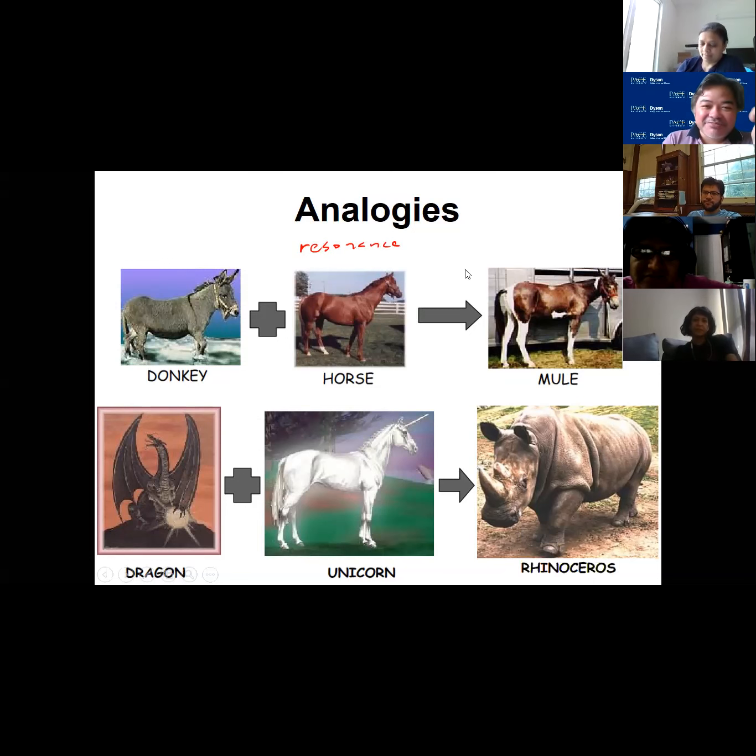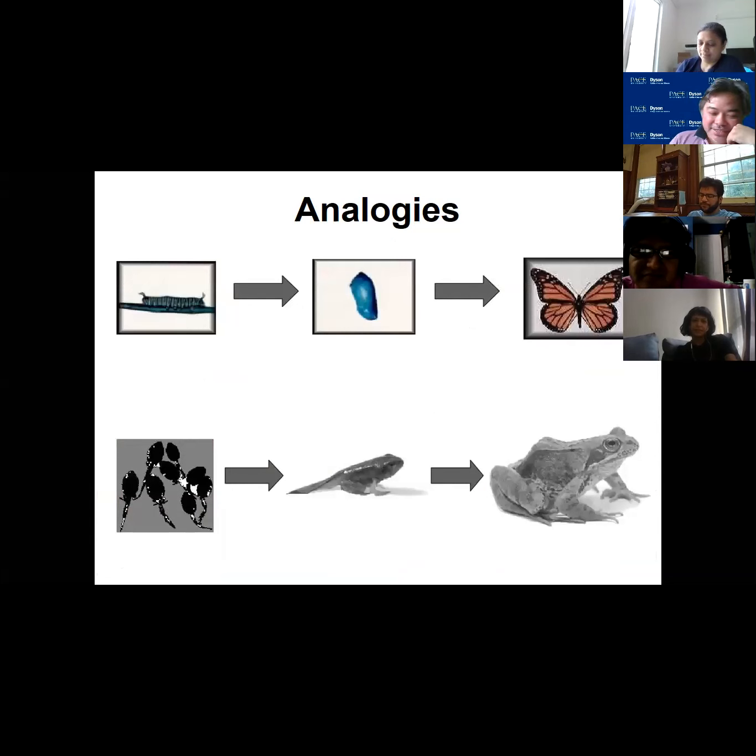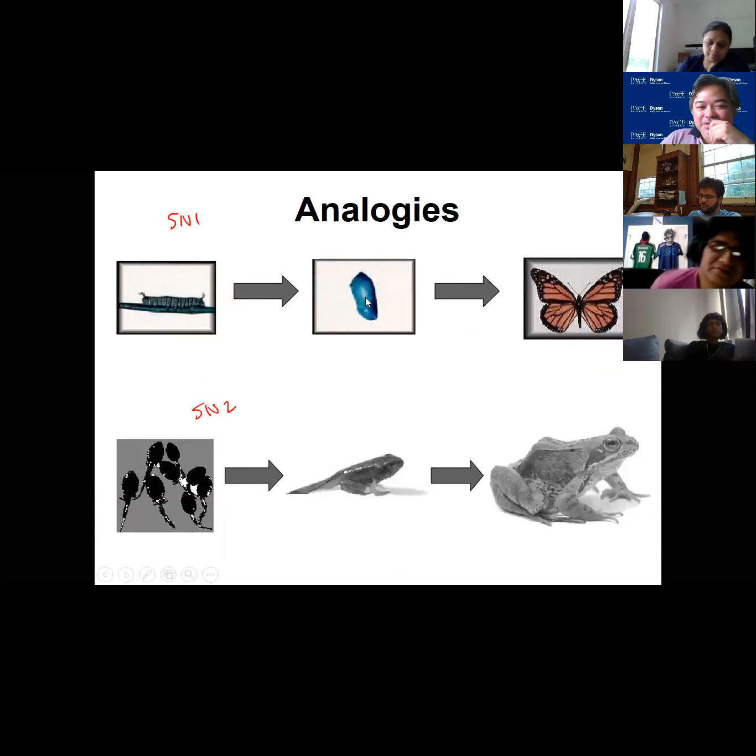Okay? Now, I also have an organic chemistry example here. I'm not sure if you're familiar with the SN1 and the SN2 mechanism. So what's the difference between the two? One of them undergoes a transformation wherein the reactant is very different from the product, just like a worm turning into a caterpillar turning into a butterfly.